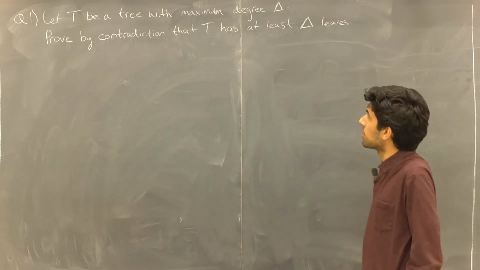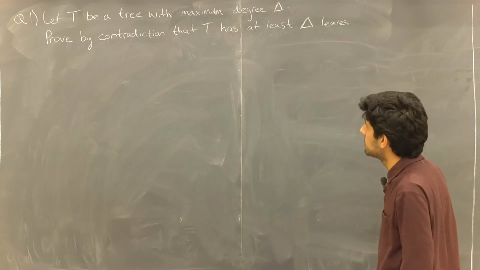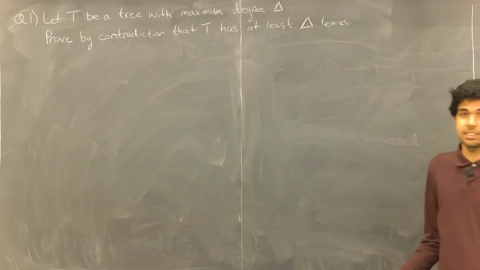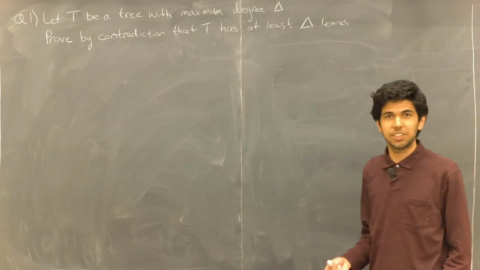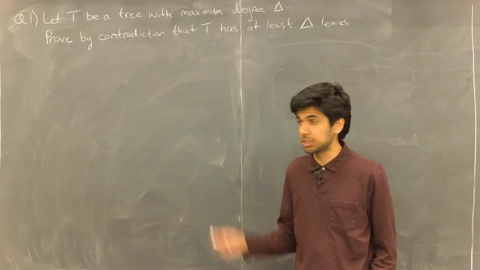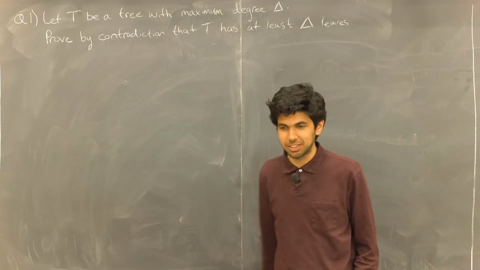Okay, so here's our first question. Let T be a tree with maximum degree delta. Prove by contradiction that T has at least delta leaves. This is one of the most important problems that we cover in recitation, purely because we have a ton of solutions for this problem. You can solve this in any way you can think of.